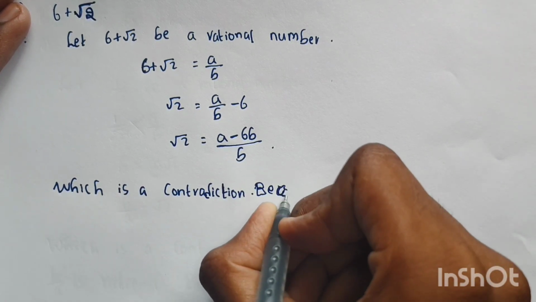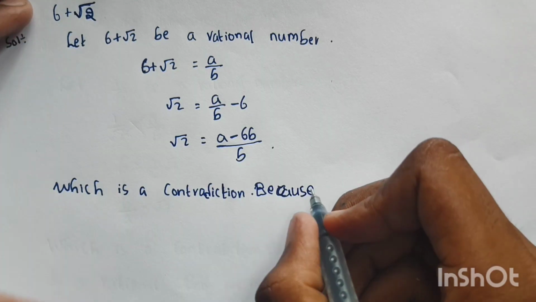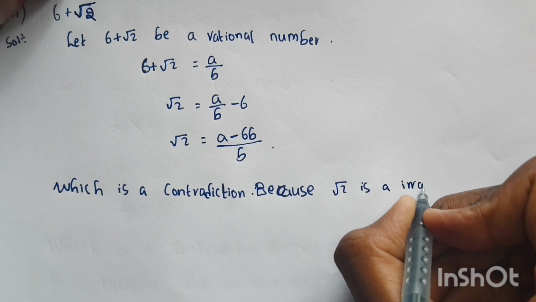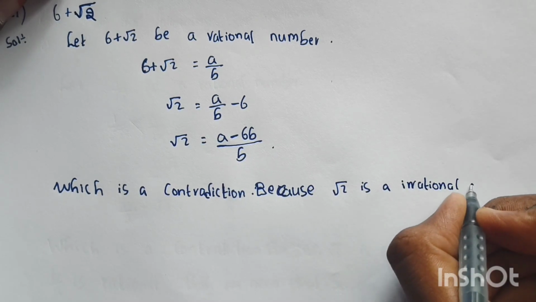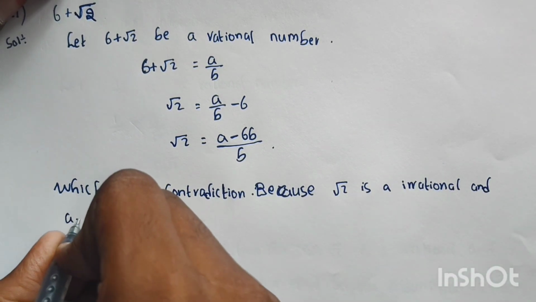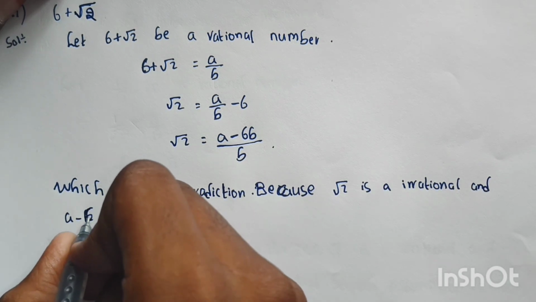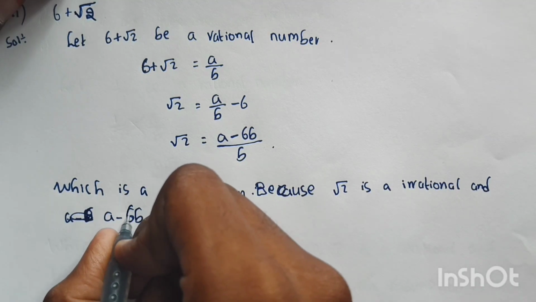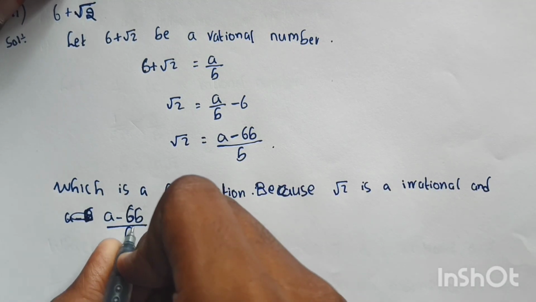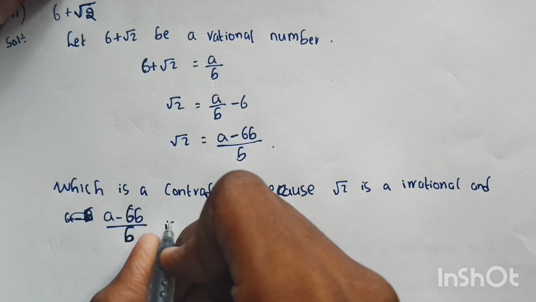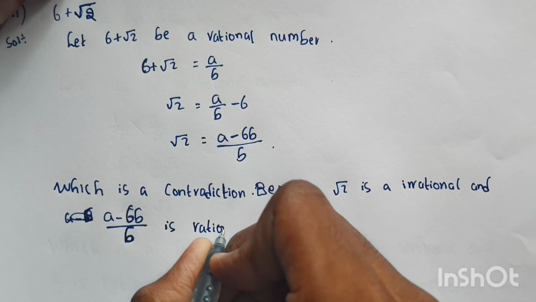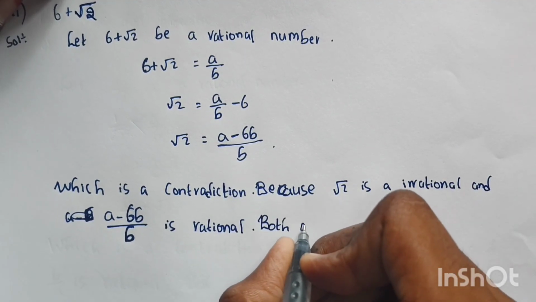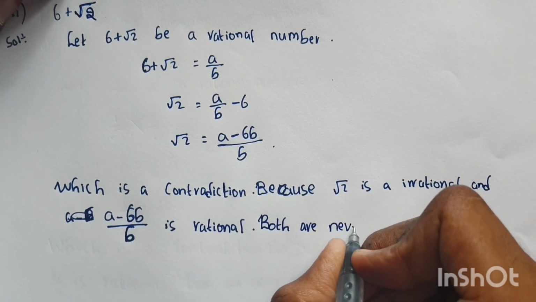because square root of 2 is irrational, and (a minus 6b) by b is rational. So both are never equal.